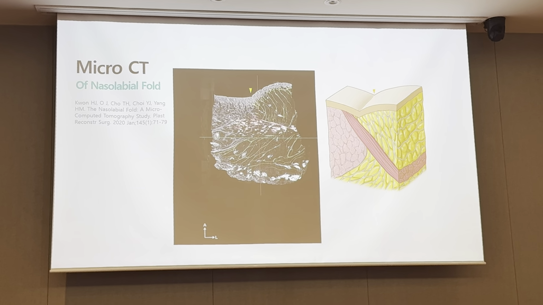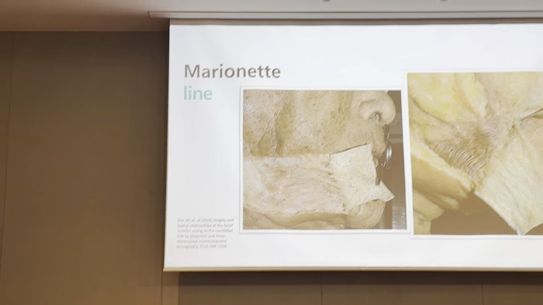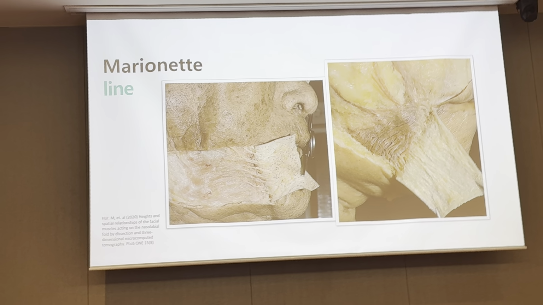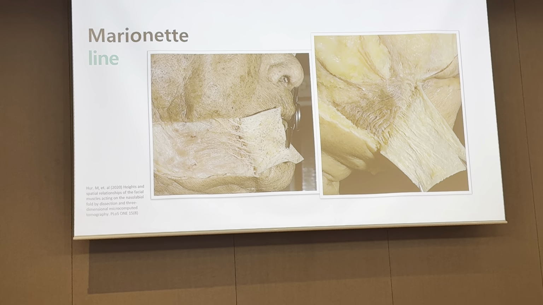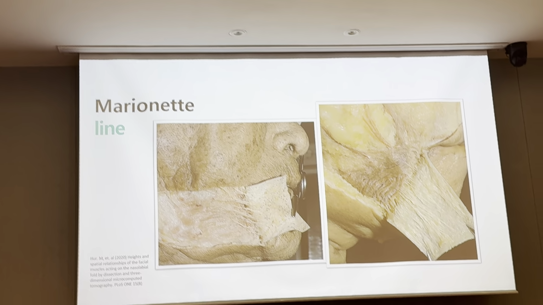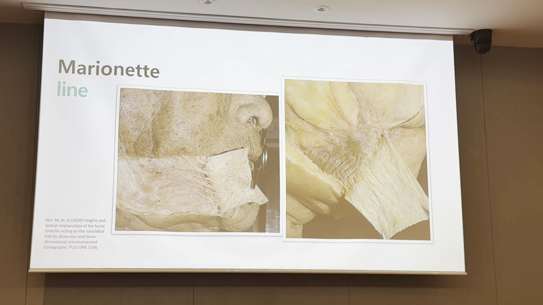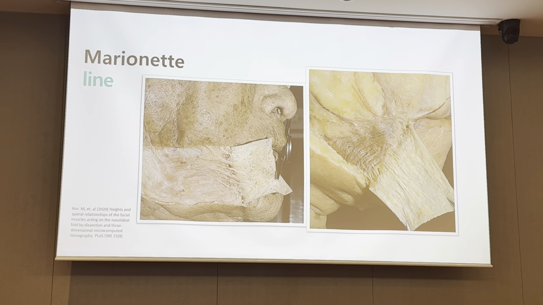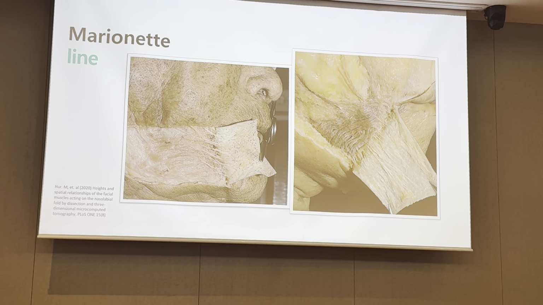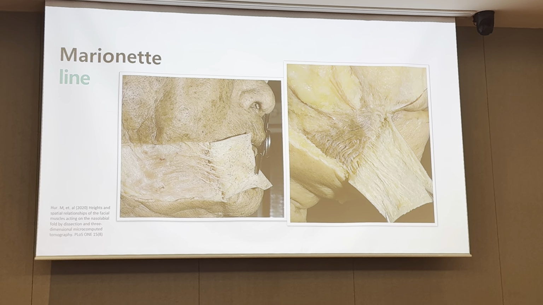Okay, when you see it with the micro CT, it's the same, right? So the marionette line: the DAO muscle fibers turn into collagenous fibers and attach to the marionette line. Okay, and when you go to the medial perioral region, it gets much denser. The retinacular cutis is much denser in the medial area to the marionette line. And when you go laterally, the retinacular cutis is much looser.